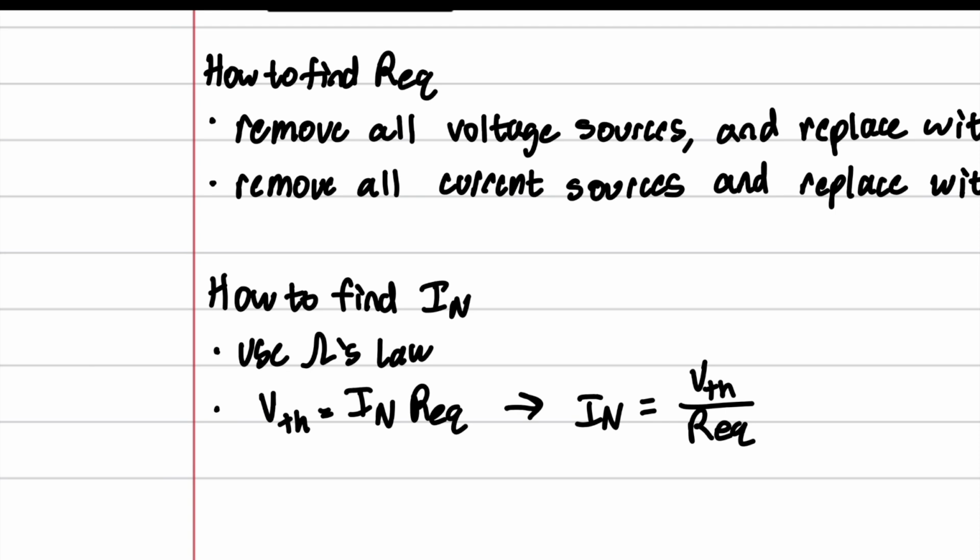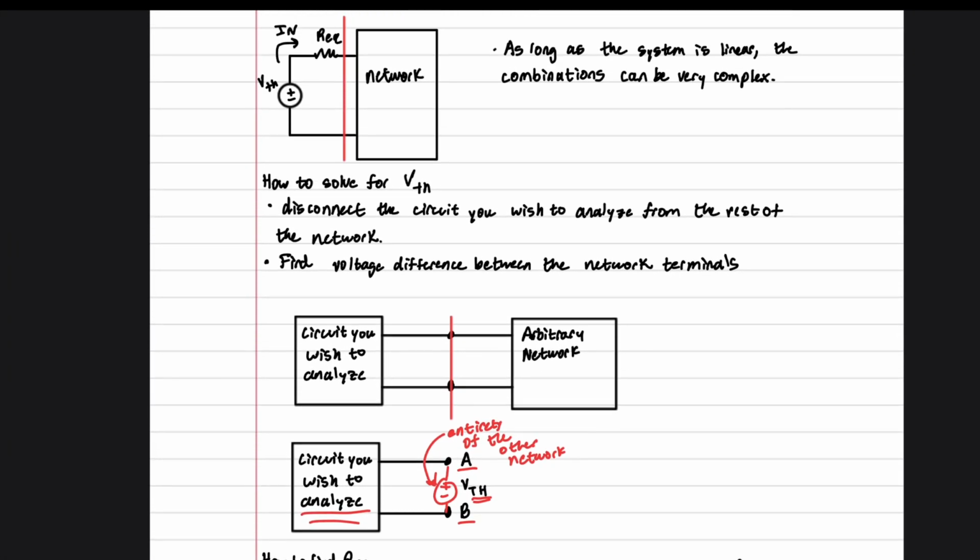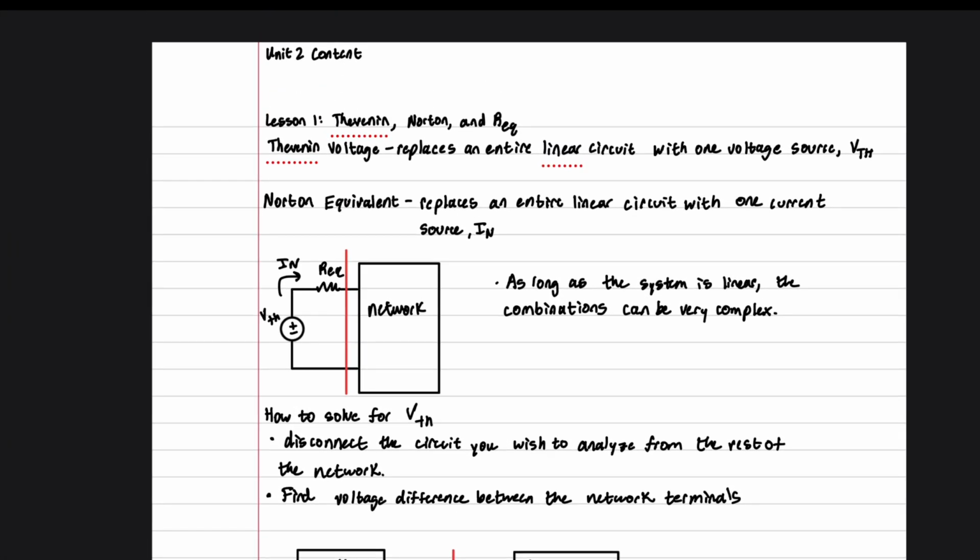Now, you can find the I Norton first and then find the V Thevenin, but I've found it easier to just do V Thevenin first because it just requires some kind of a nodal analysis. And if you really needed to use a loop analysis, then you would rather want to find a voltage across the terminals. Okay, so all of that was pretty abstract, so let's go ahead and do a practice problem.